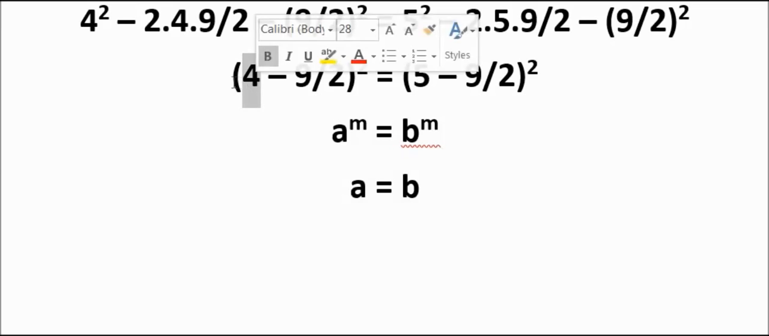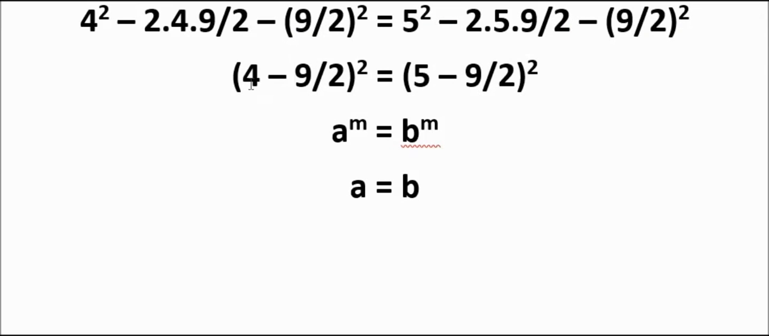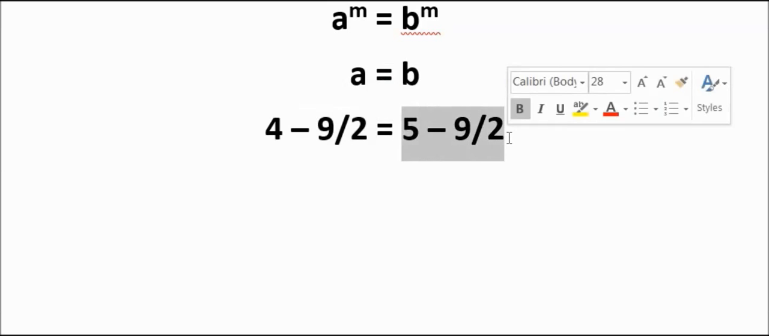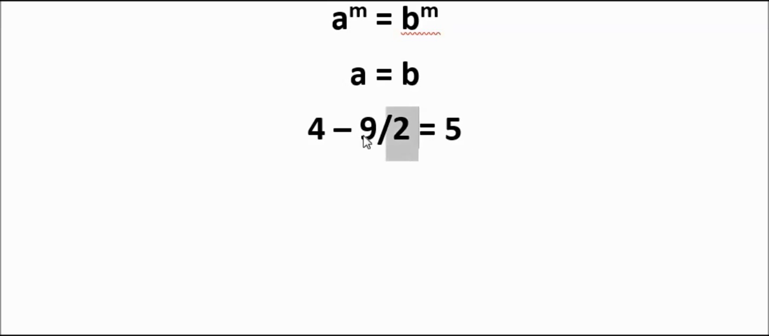Let's relate this identity to what we've got in our equation. We've got 4 minus 9 over 2 whole squared equals 5 minus 9 over 2 whole squared. These are different numbers, but we'll discuss that later. Look, the powers are the same, so obviously a is equal to b. So we write 4 minus 9 over 2 equals 5 minus 9 over 2, using the identity and simplifying the equation. From this we can easily take off the minus 9 over 2 since it's on both sides. If we take that off, we get 4 equals 5.